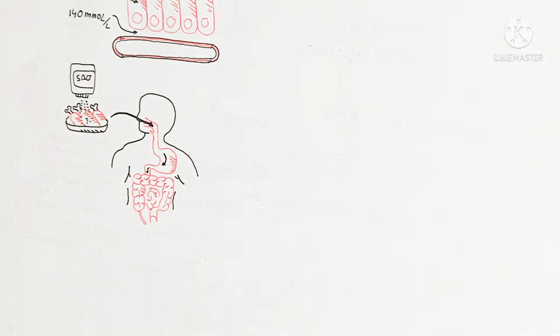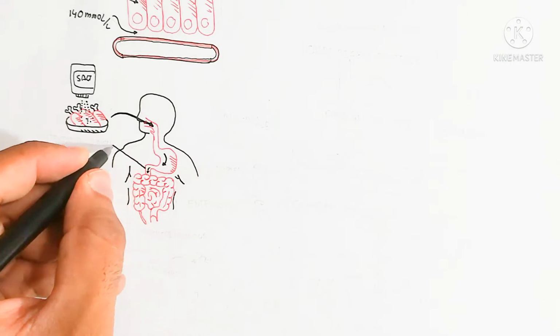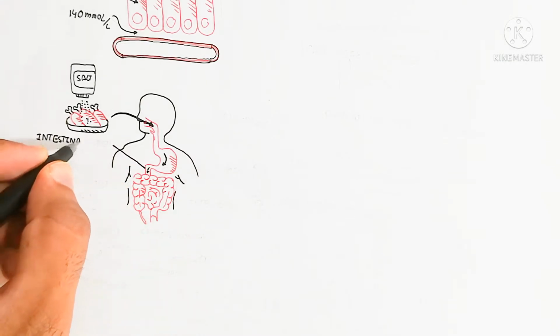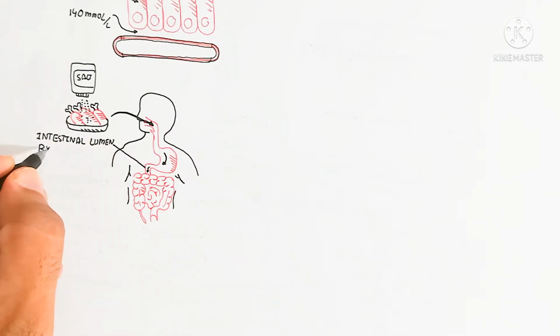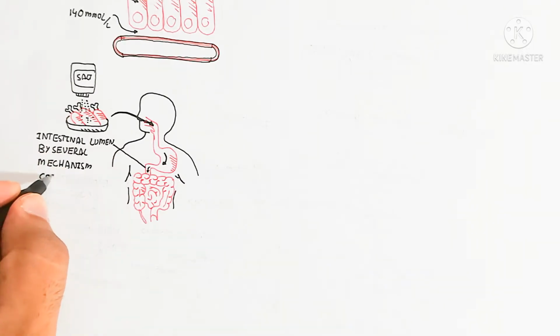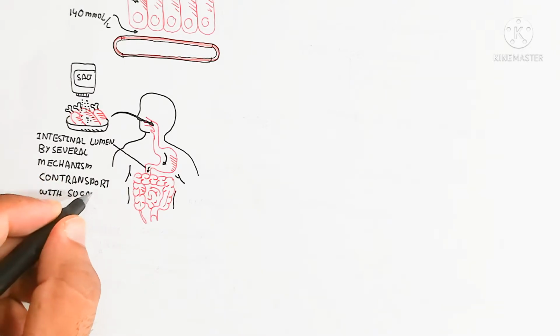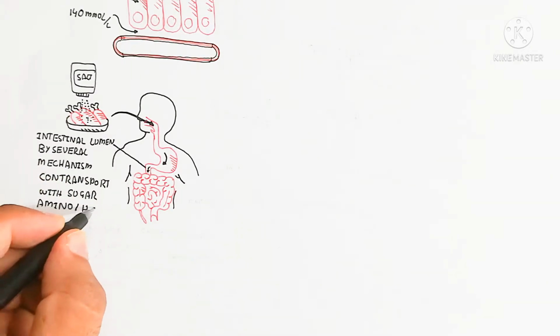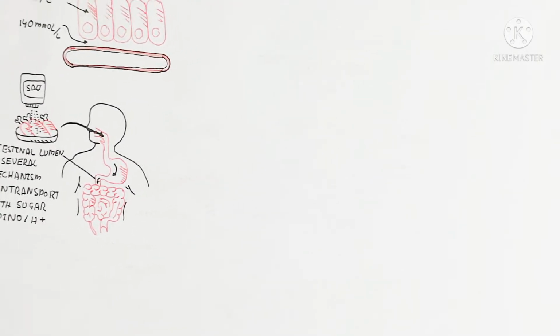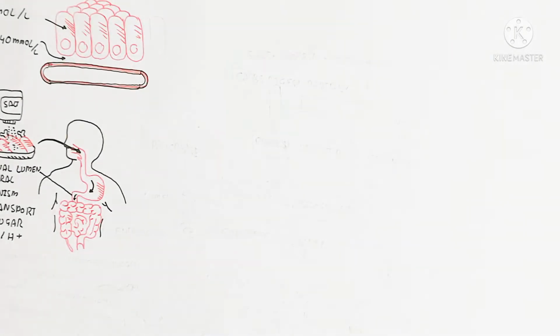When we put salt in and eat food, that food is digested in the stomach and increases sodium in the lumen by several mechanisms: co-transport with sugar and amino acids as well as hydrogen ion, which leads to sodium absorption. So we will discuss this mechanism.